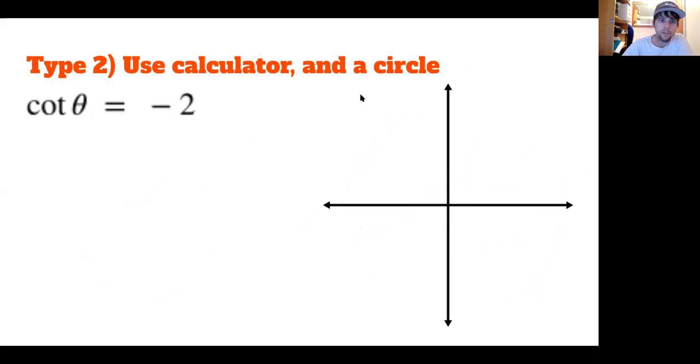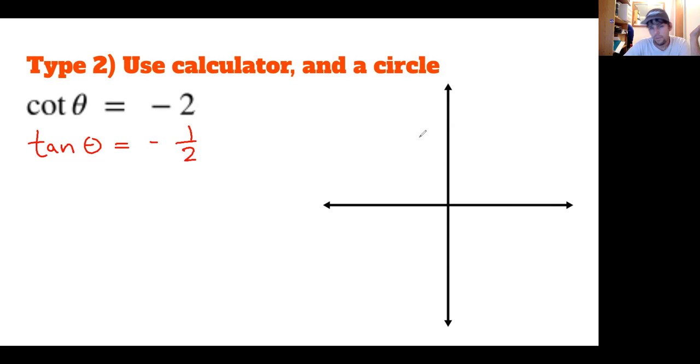Okay. Let's do one more of those. We got cotangent is equal to -2. Again, when it's in one of these functions, I prefer to write it in terms of either sine or cosine or tangent. So cotangent and tangent are reciprocals. So I can change this to a tangent equation. The tangent would be the reciprocal of this, which is -1/2.